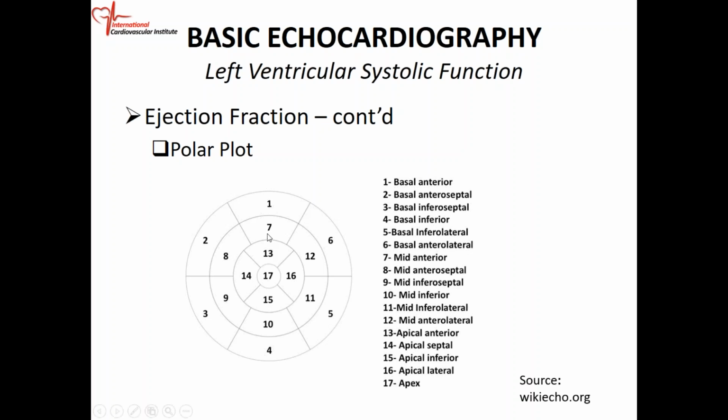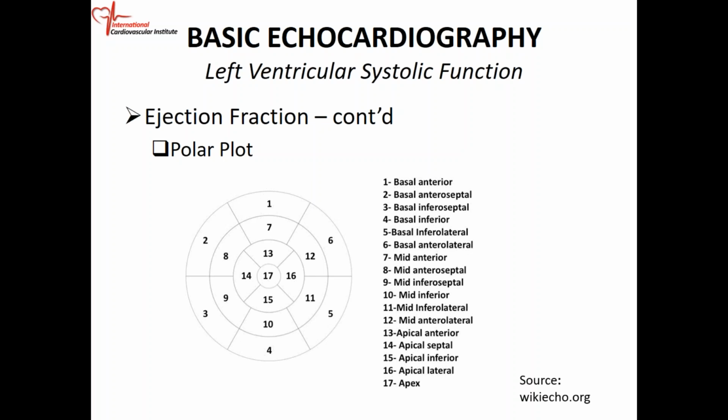What we do in echo, if the segment is normal, we'll put a one and we color code it, usually green. If it's hypokinetic, then we'll put two. If it's akinetic, three. If it's dyskinetic, four. And aneurysmal, put five. And we have a color code for each of those scores. So a lot of times you can just look at the color on the polar plot and say exactly what is happening and where it's happening. So be familiar with that.